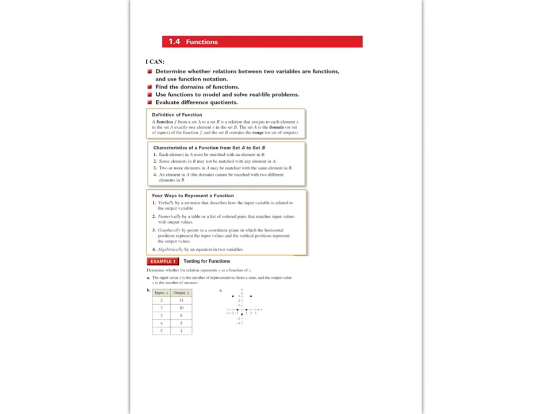All right, guys, we're getting into 1.4, which is functions. Functions are huge. So we're going to look at domains. We're going to look at real life situations. We're going to look at how to evaluate functions.